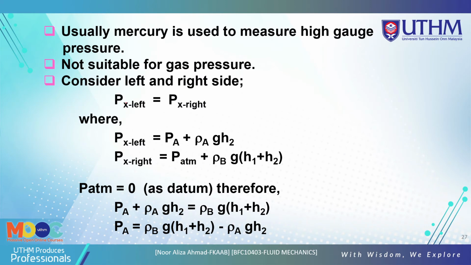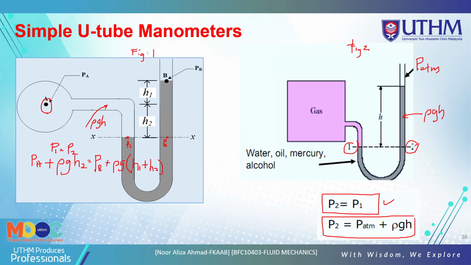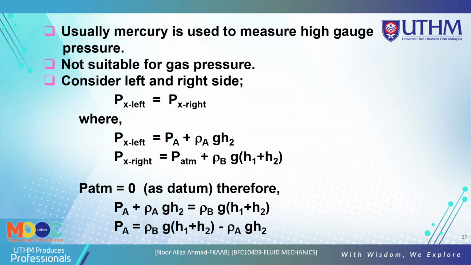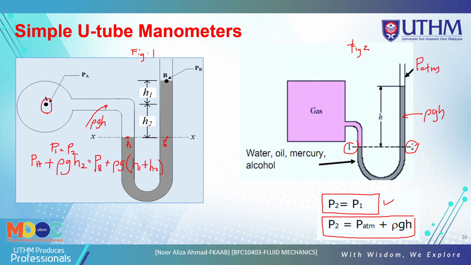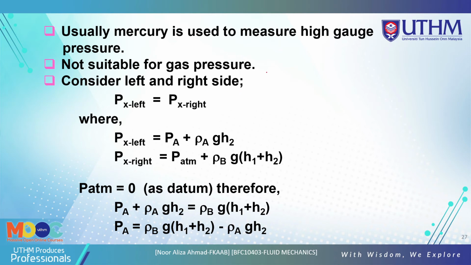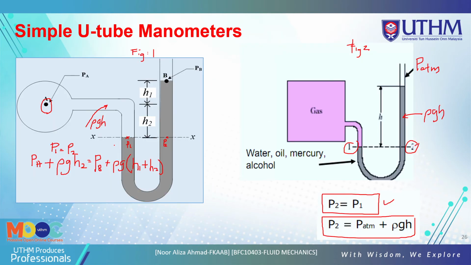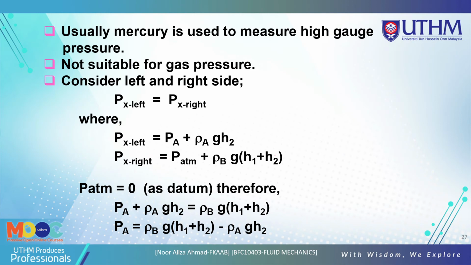Okay, now we look at this one, which is actually for figure 1. This concept considers the left and right side, P left and P right. P left is P1, and P right is P2, the pressure at 2. Step by step, you must first calculate P left, the pressure at left: PA plus the density of liquid A times g times H2. The text here is for this figure. Now you solve the pressure at right, the depth, the P atmosphere.